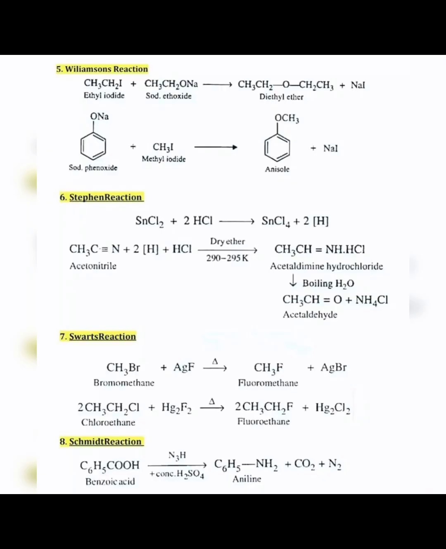Next reaction is the Swarts reaction. When bromomethane reacts with a metal fluoride like silver fluoride, it gives fluoromethane as a major product along with AgBr as a byproduct. In this reaction, exchange of halogen takes place, so this reaction is also considered a halogen exchange method. Another example is chloroethane, which when it reacts with mercurous fluoride gives fluoroethane plus mercurous chloride as a byproduct.